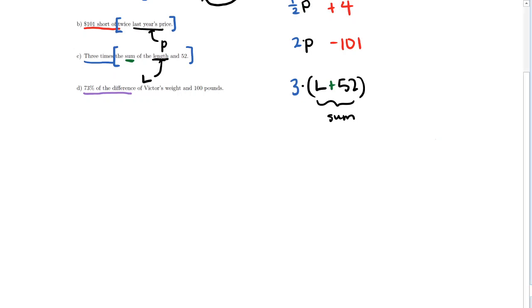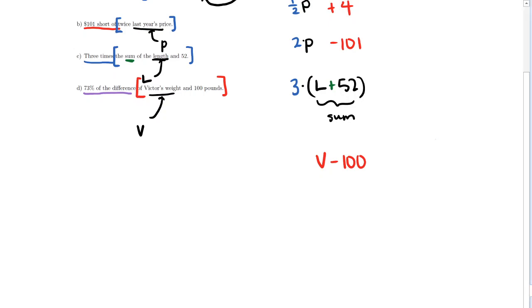So 73% of the difference of Victor's weight and 100 pounds. So here I'm going to label Victor's weight with a V. And the difference is telling us to take the subtraction, so it's going to be Victor's weight V and 100 pounds. And we're going to take 73% of that difference.